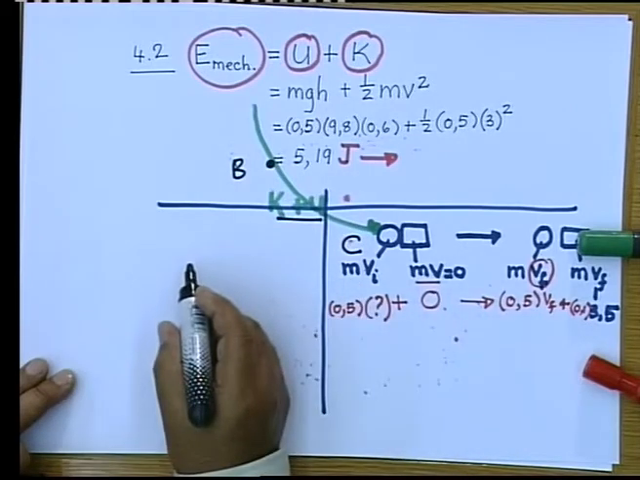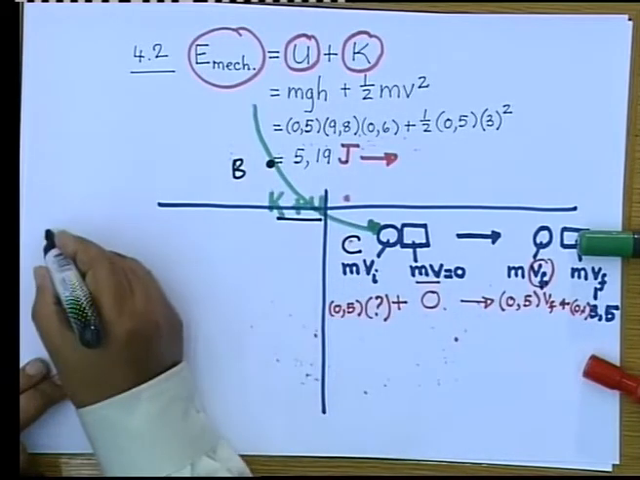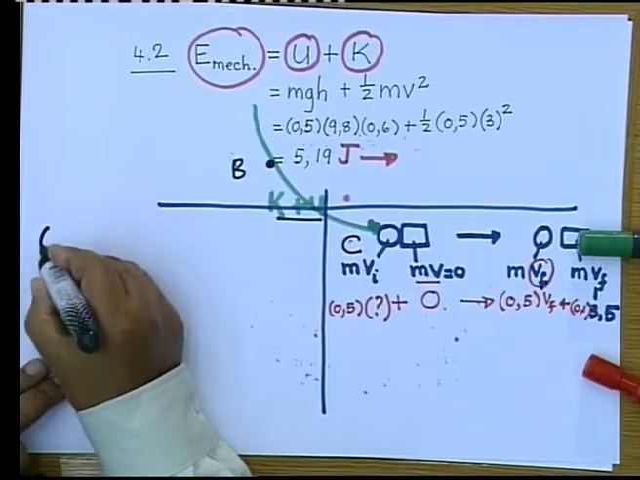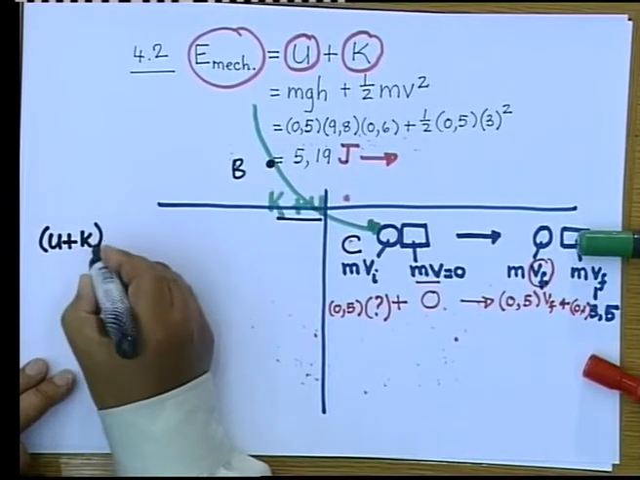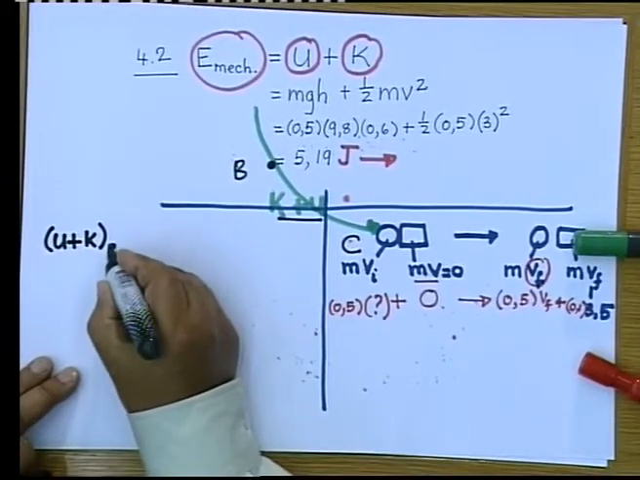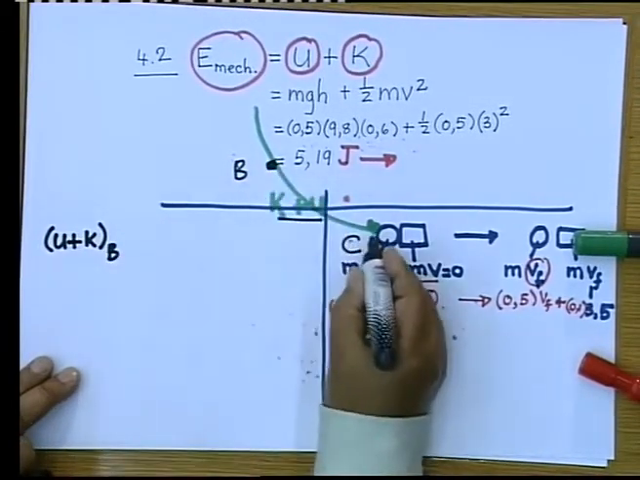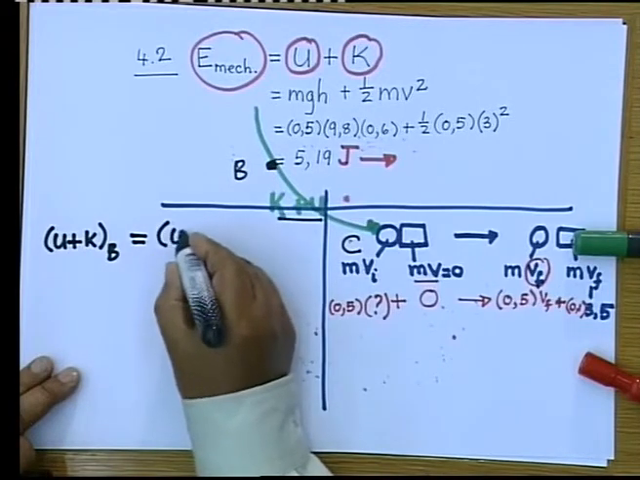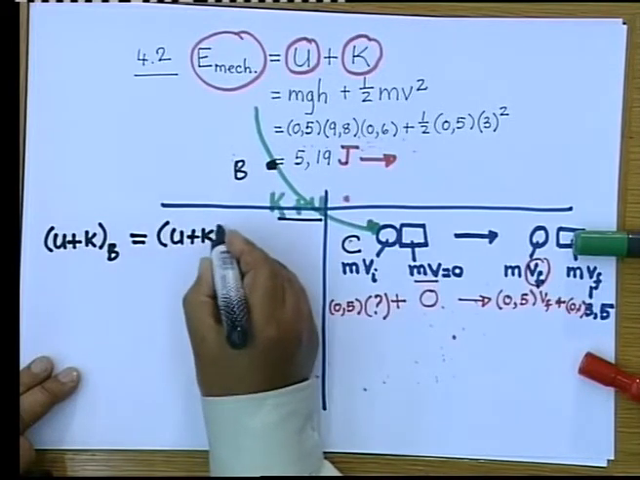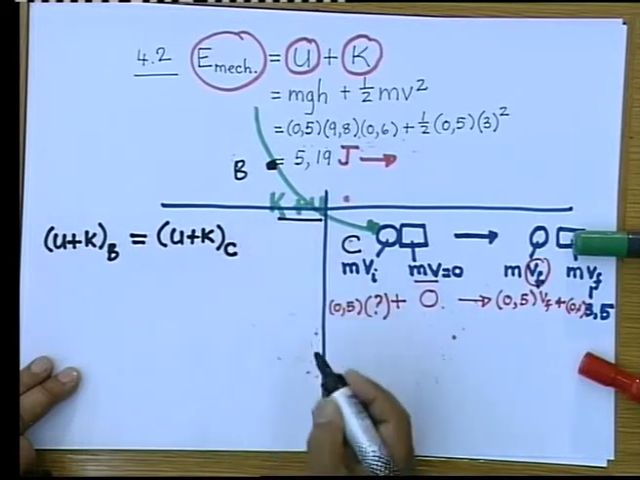So, how shall I write it down? I will then say that the mechanical energy, that is U plus K, at B, that is that point there, must be equal to the mechanical energy at C.